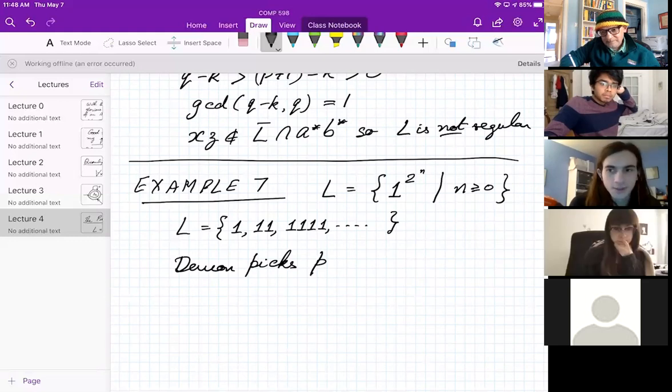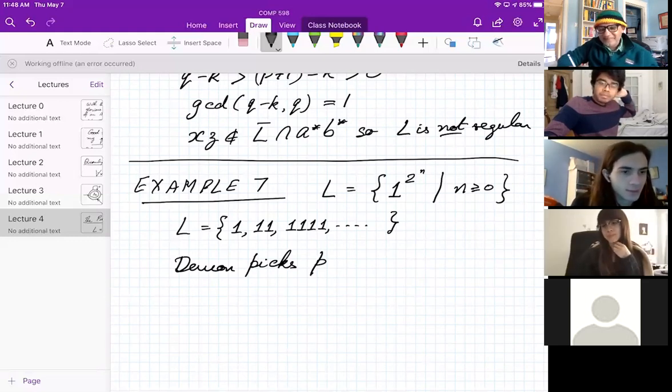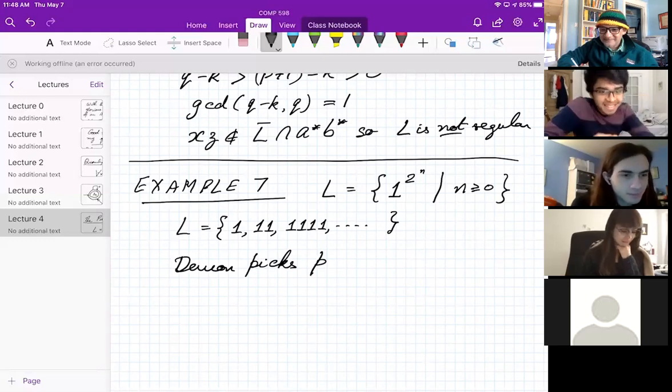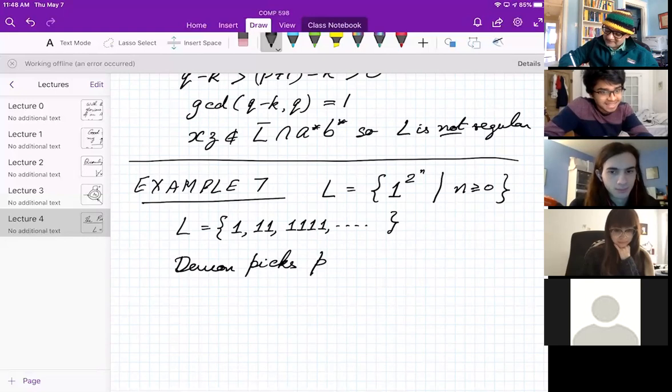The chat seems a little bit conflicted. One person is saying the maximum out of P. Never mind, that person withdrew their answer. So the chat says 1 to the 2 to the P. Okay.